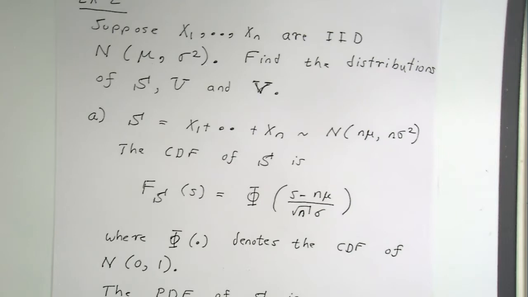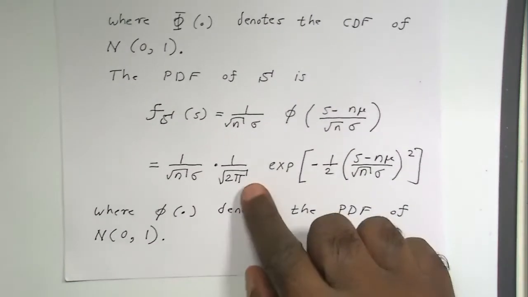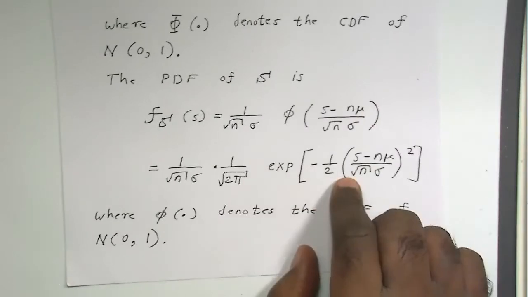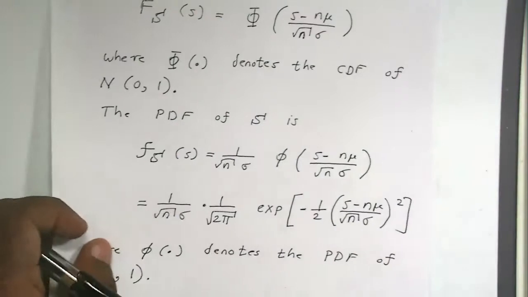Is that clear or not? Some of you look confused. Are you okay, ma'am? Are you clear with this? If it's not clear, let me know, guys. So this is the PDF of S, and this is the CDF of S. Let me put this here, guys. The next thing is part B.